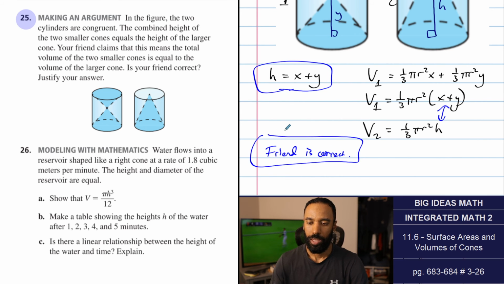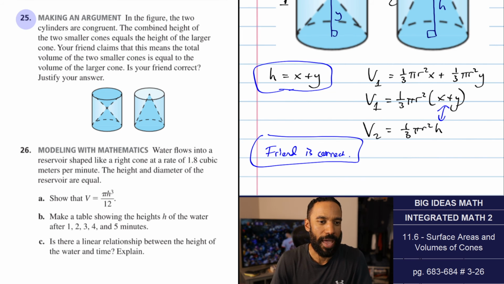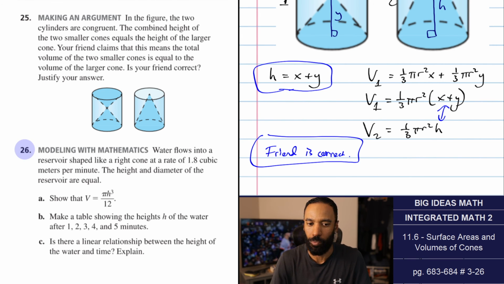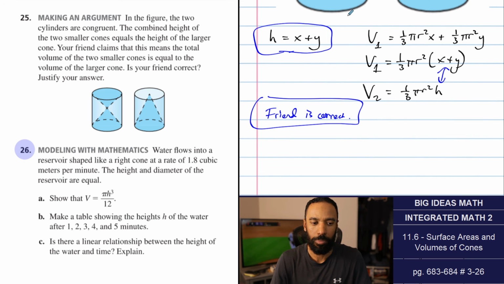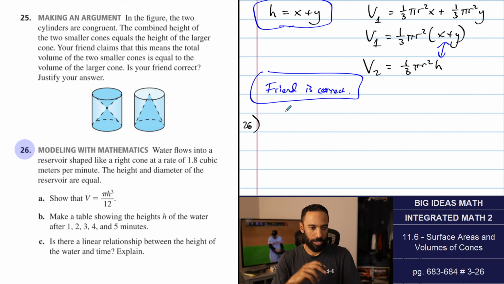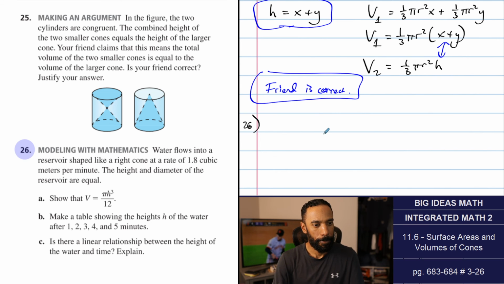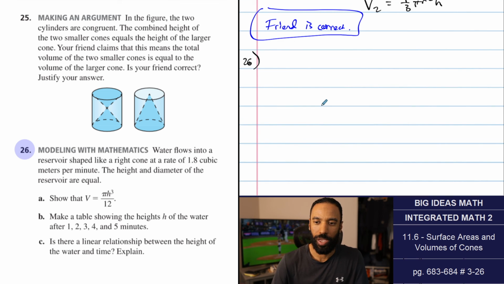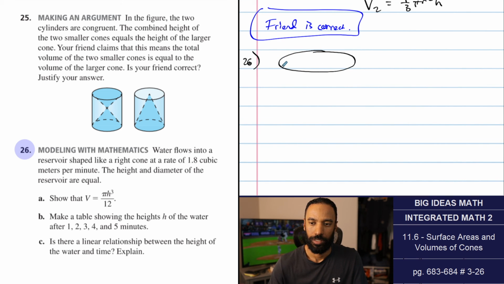Okay, and last question, modeling with mathematics number 26. Water flows into a reservoir shaped like a right cone at a rate of 1.8 cubic meters per minute. The height and diameter of the reservoir are equal. All right, so we have a reservoir. I don't know if it's inverted or not. I assume it is. It's a reservoir.